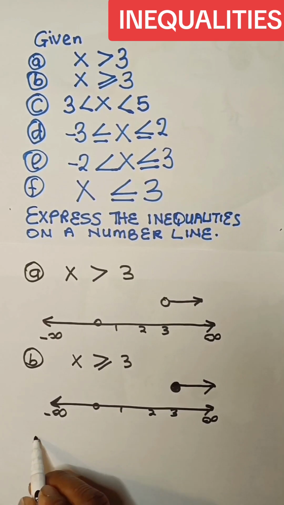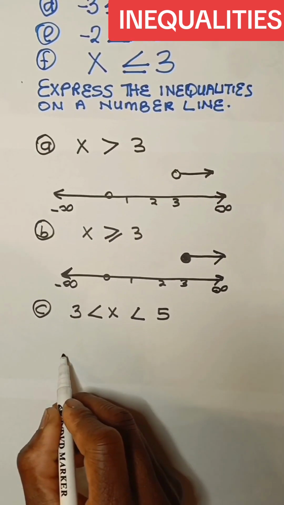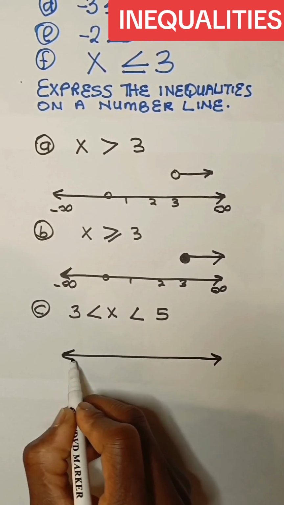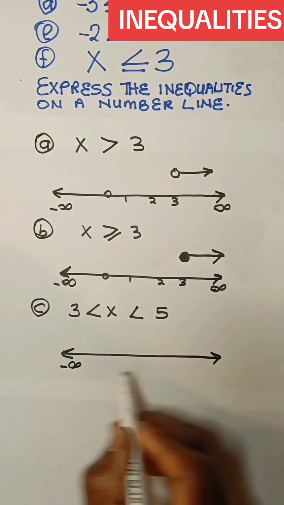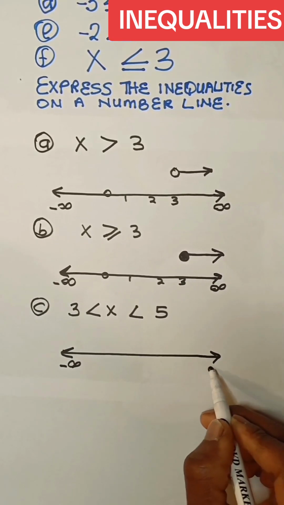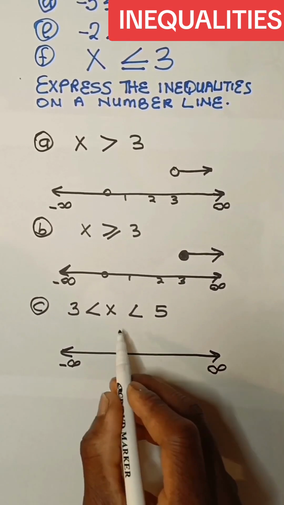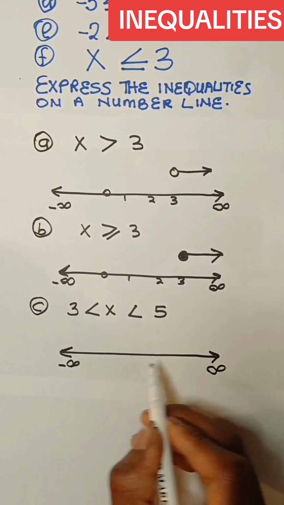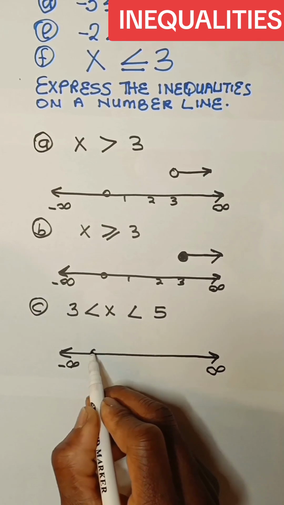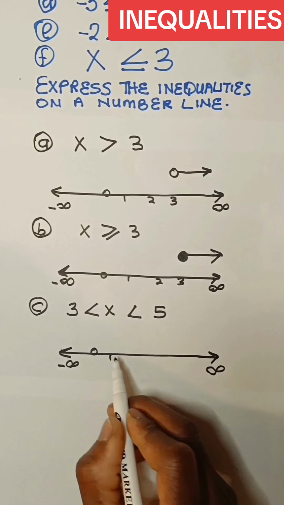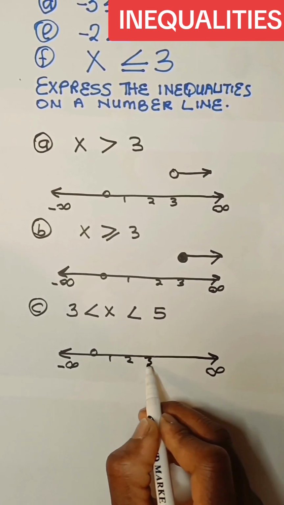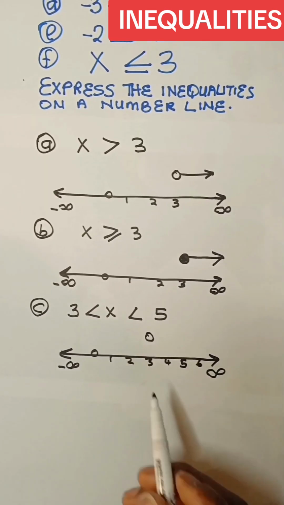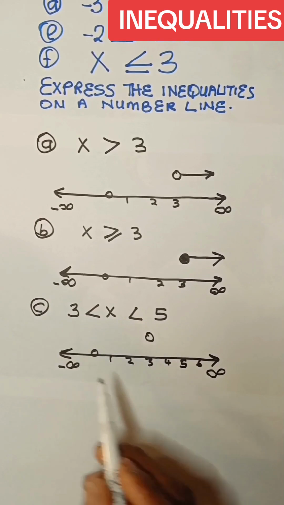So we go to C. We draw a number line again. Negative infinity and positive infinity. Here x is less than 5 and greater than 3. So let's say here is our 0. Here is 1, 2, 3, 4, 5. Let's say here is 6. Here x is greater than 3.